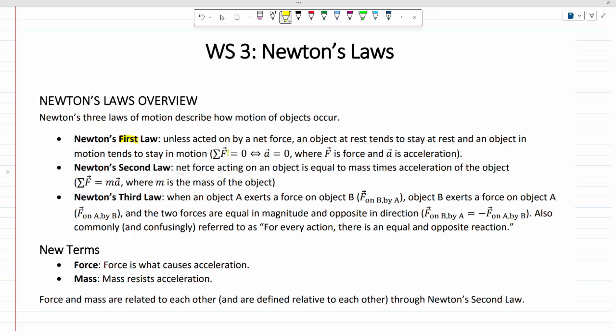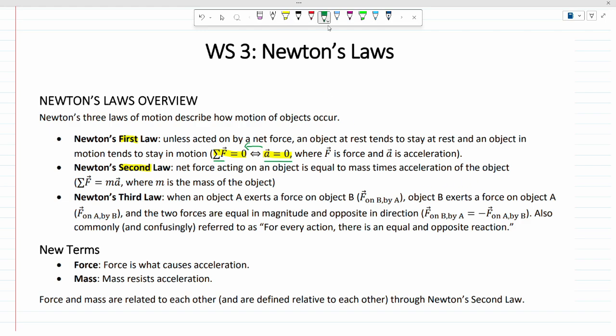Or more quantitatively, if the net force, the sum of all the forces, is equal to 0, that implies acceleration is equal to 0. And it goes the other way too. Acceleration being 0 implies that net force is equal to 0. So when you see acceleration being equal to 0, that must mean that when you add up all the forces, that's what net force is, they must add up to 0. And Newton's second law says the net force acting on an object is equal to mass times acceleration of the object.